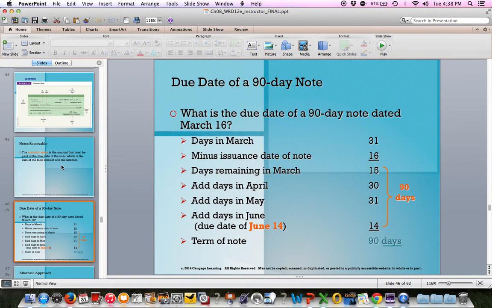Whatever month it was issued in, however many days are in that month minus the date issued, and just keep adding days until you get to 90. Okay, so basically this note is due on June 14th.